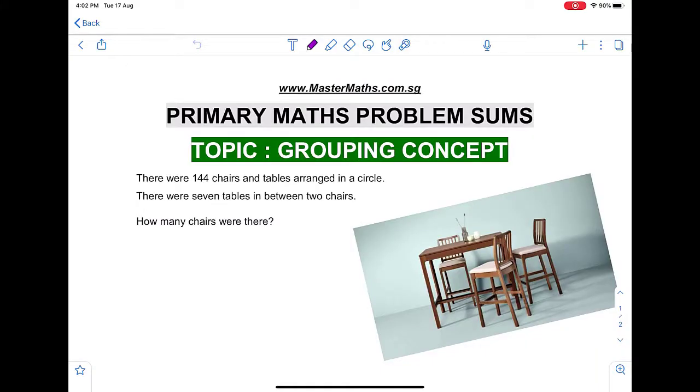There were 144 chairs and tables arranged in a circle. There were 7 tables in between 2 chairs. How many chairs were there? Okay, this question may seem short, but we must be really careful when we employ our grouping technique here.